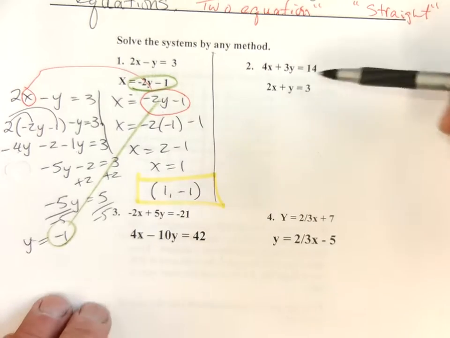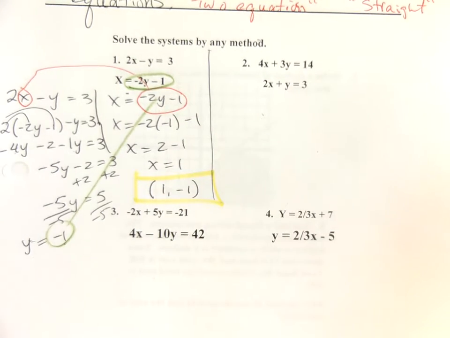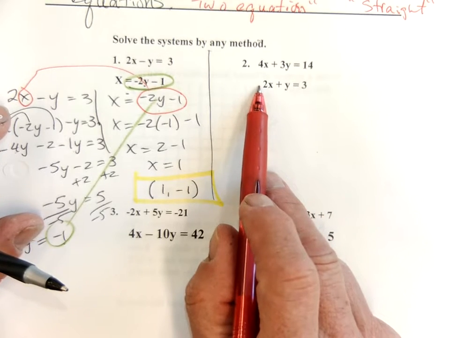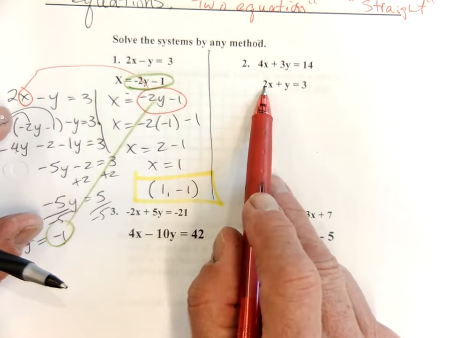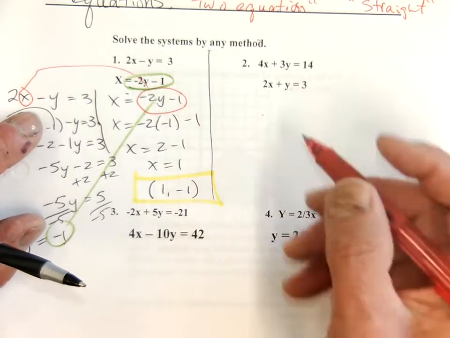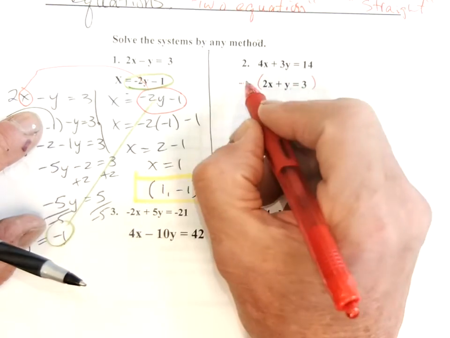Well, they're lined up. X's, y's, equal signs, numbers. So I'm probably going to tackle this one with the addition method, but I need to make something opposite. I can make this a negative 2. I can make that a negative 4x, or that a negative 3y. It does not matter. I think what I'll do is I will make that a negative 3y. It doesn't matter. So I'm going to multiply by negative 3.